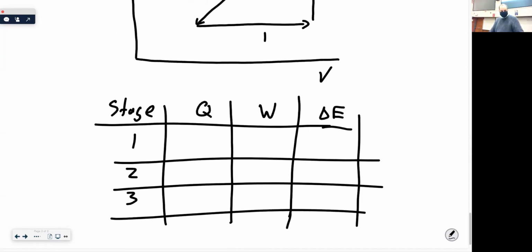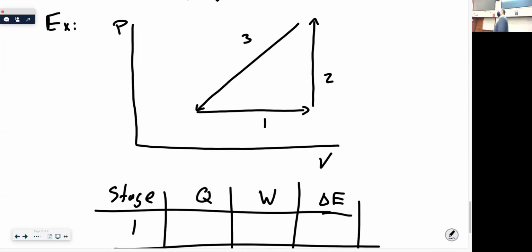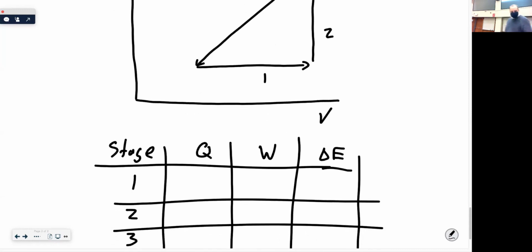So let's do the easy one first. Let's do number 2. We are taking a substance, we are increasing the pressure without changing the volume. What can you say about the work? Work has to be 0. Anytime you are not changing your volume, the work being done by your gas is 0. So we can fill in the middle thing right away. We know that this must be 0.